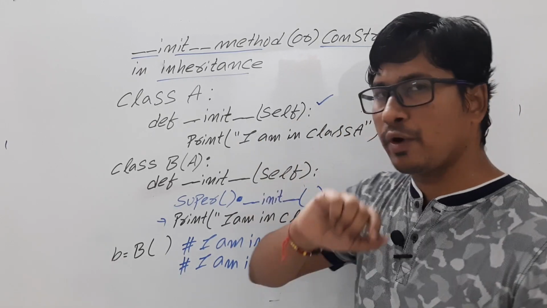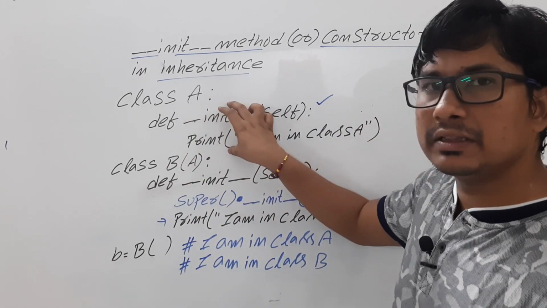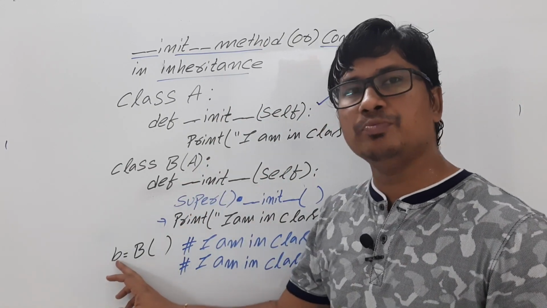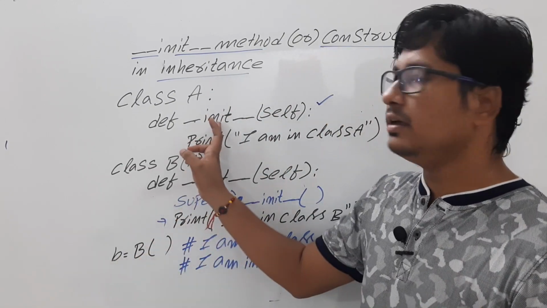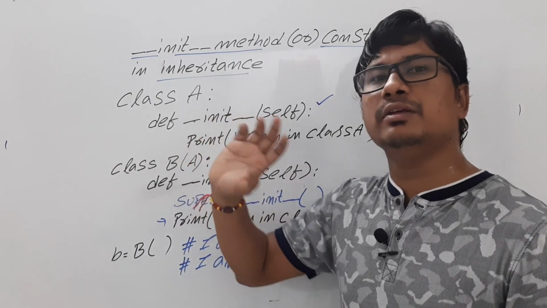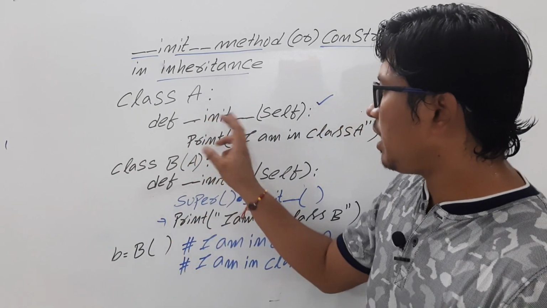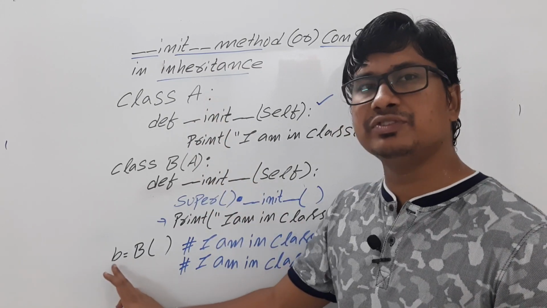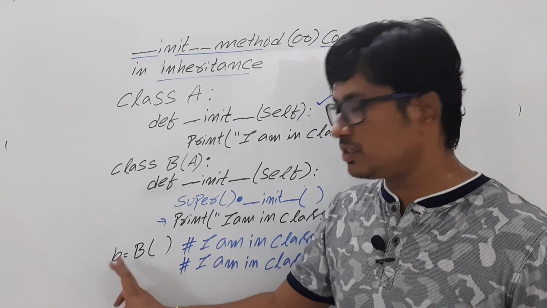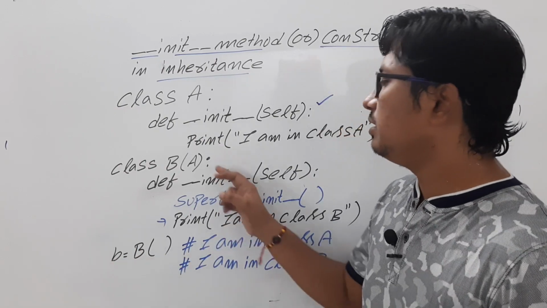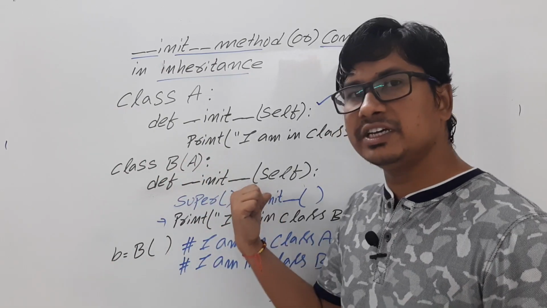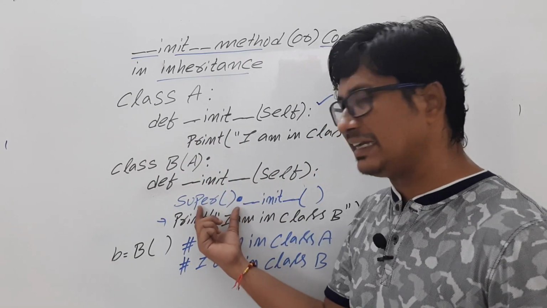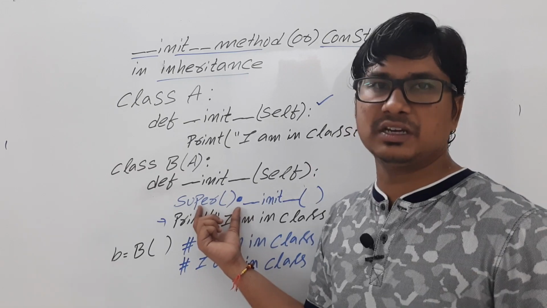Let me discuss that point again. If you have an init method in the parent class, not in the child class, and you create an object for the child class, then the init method in the parent class will be invoked. If you have an init method in both the parent class and the child class, then once you create an object for the child class, only the init method in the child class will be invoked. If you want to invoke both, you have to write this statement. I hope it is clear for you.